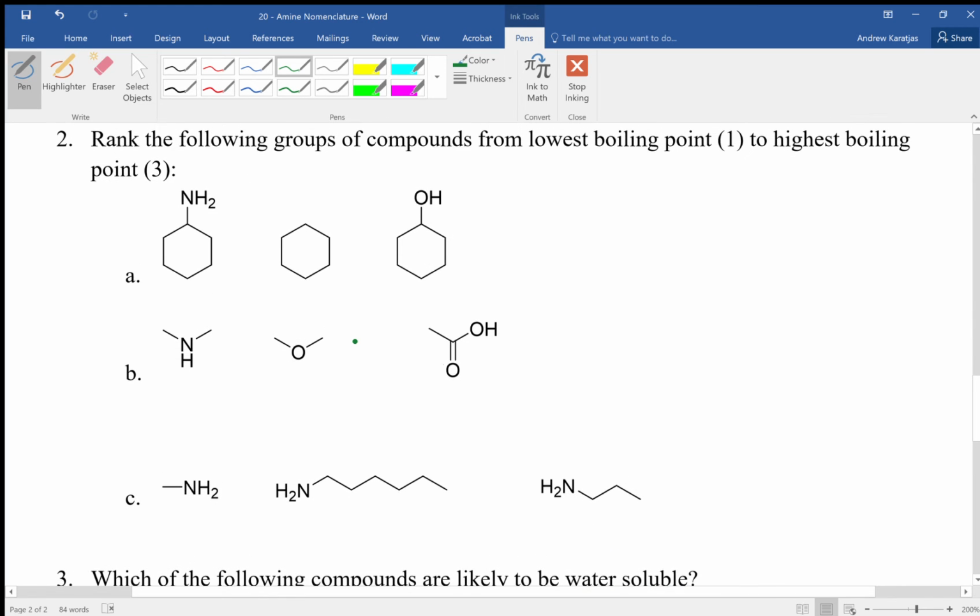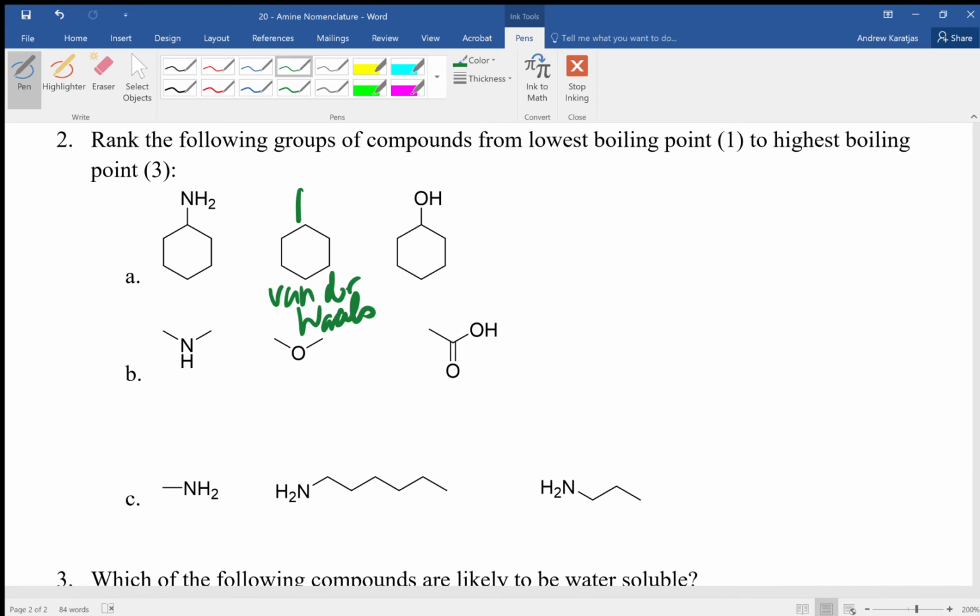In question 2, we want to rank compounds from lowest to highest boiling point. Remember, this is generally based on the intermolecular forces. Our cyclohexane molecule in the middle is going to be the lowest. It has no forces other than van der Waals attraction. The other 2, the amine and the alcohol, both have hydrogen bonding. But we know because of the bigger electronegativity difference in the alcohol that the alcohol has stronger hydrogen bonding and therefore stronger attraction and a higher boiling point than the amine does.